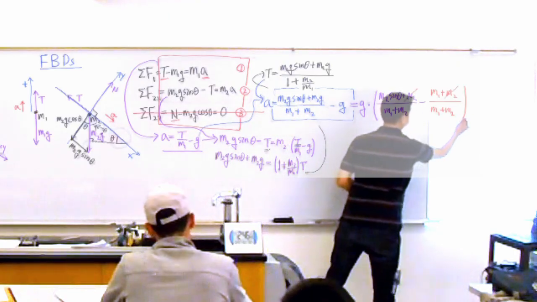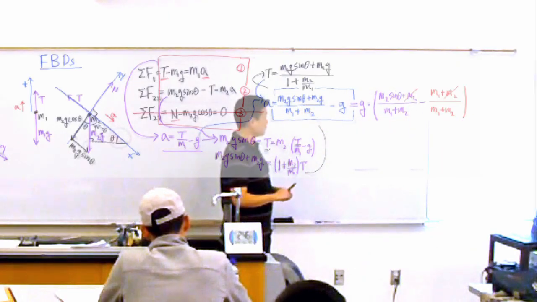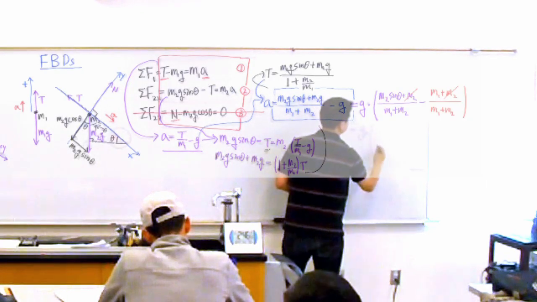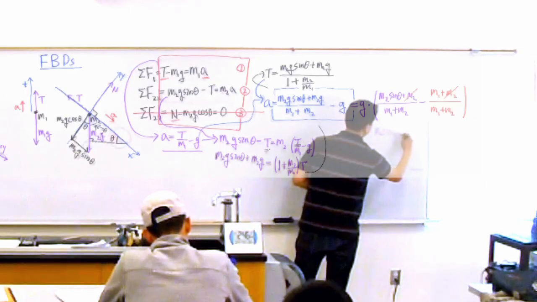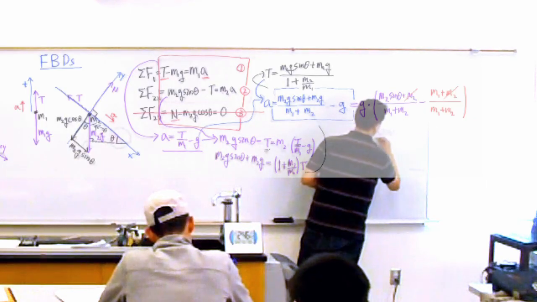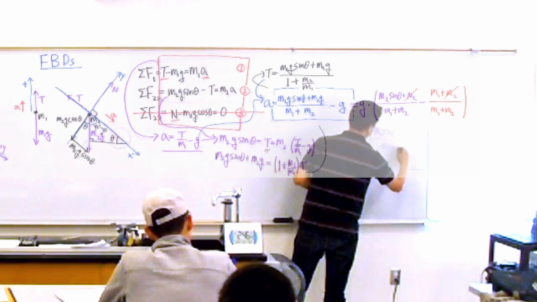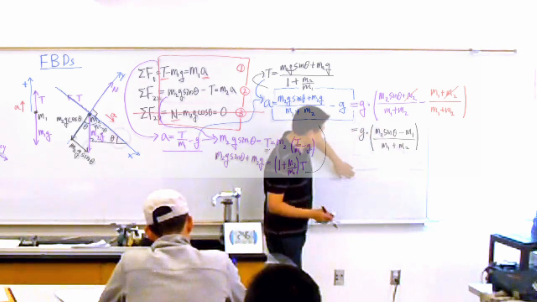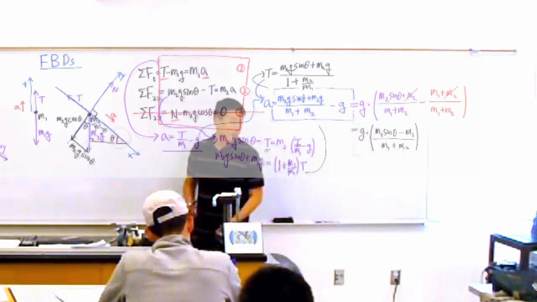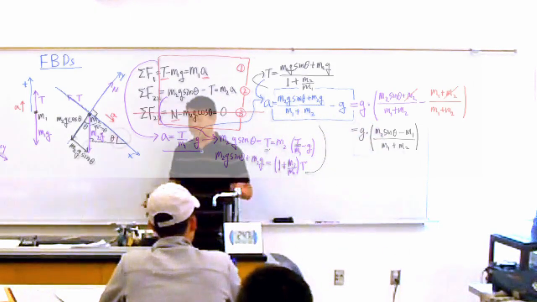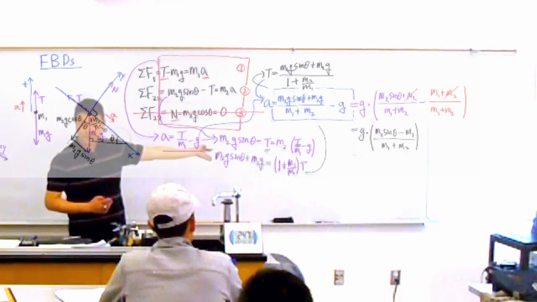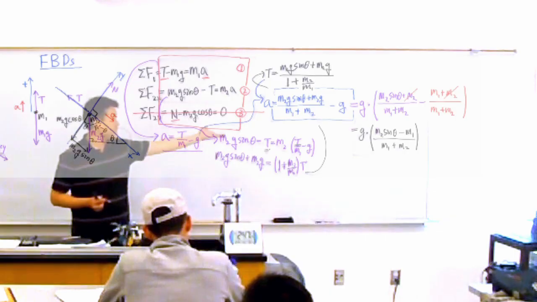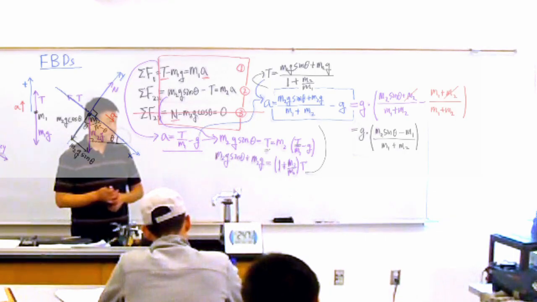Right? Yeah, so you end up with the whole thing is equal to g times this thing, m2 sine theta minus m1 divided by m1 plus m2. And this is as simple as it's going to get because it's on an incline. And depending on the values of theta, it can be simpler. If theta is equal to 0, then you get the situation that was same as your lab. And if theta is equal to 90 degrees, you get the Atwood machine.